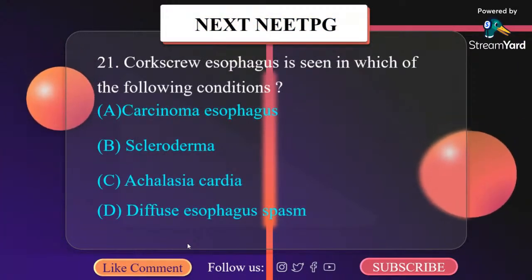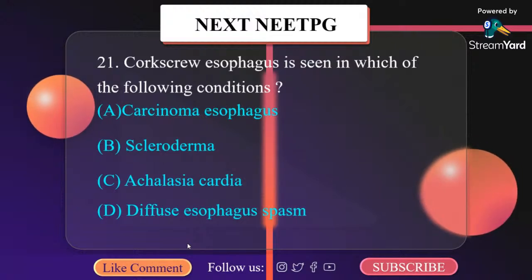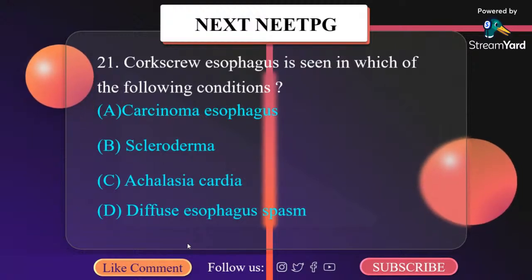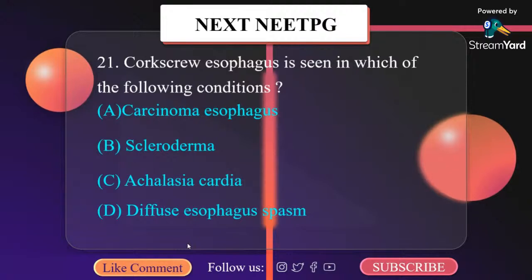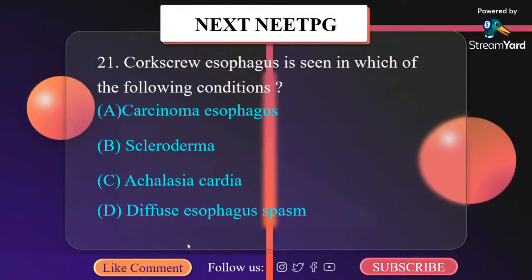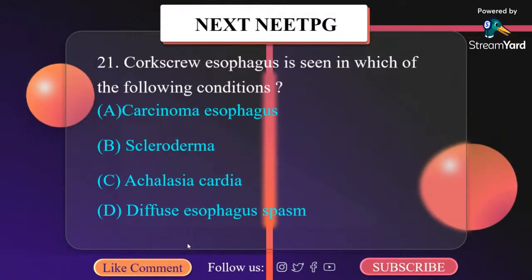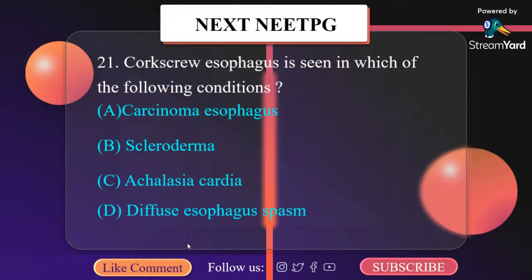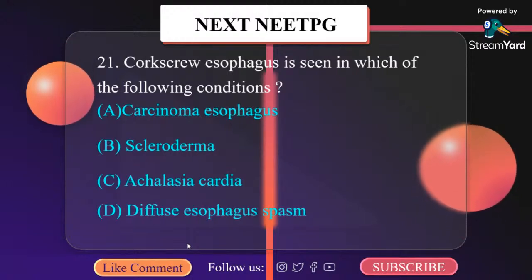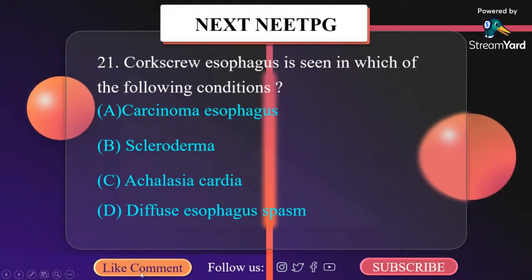Corkscrew esophagus, a very important repeated question, is seen in which of the following conditions? A. Carcinoma esophagus, B. Scleroderma, C. Achalasia cardia, D. Diffuse esophageal spasm. Without thinking anything else, it is directly diffuse esophageal spasm. You should click the right answer correctly. Now let us move to the next question.